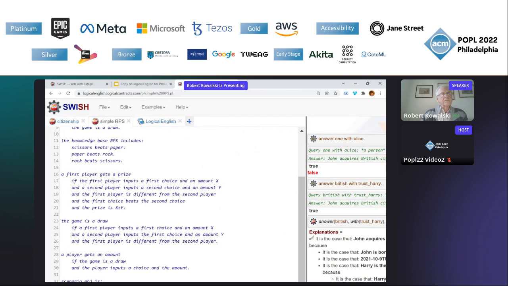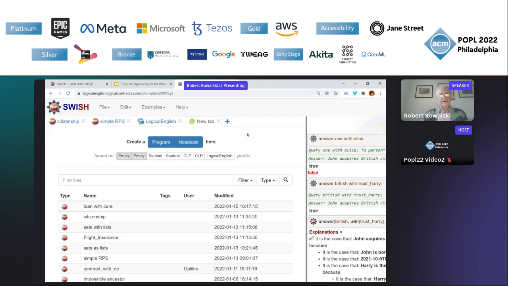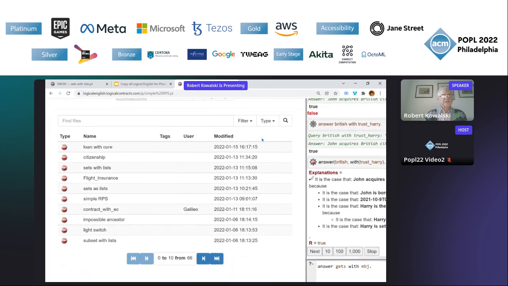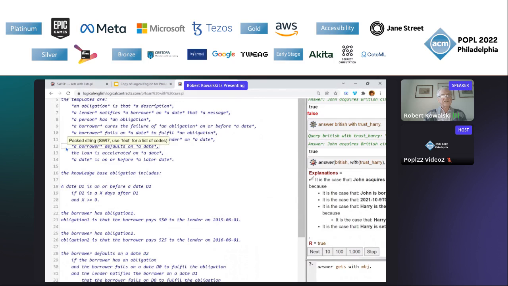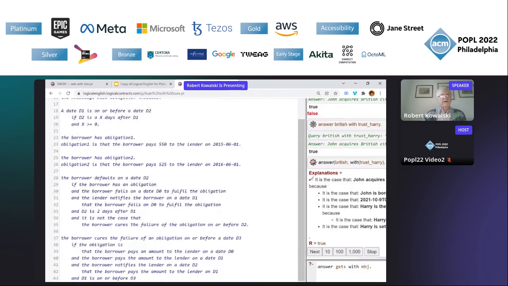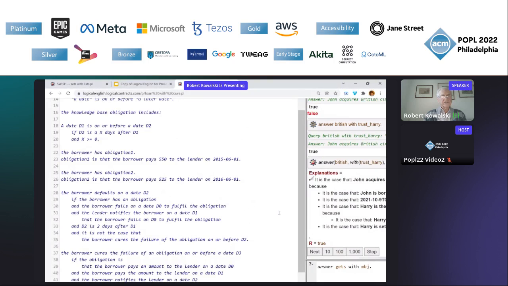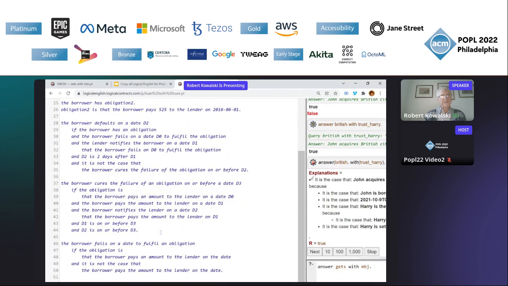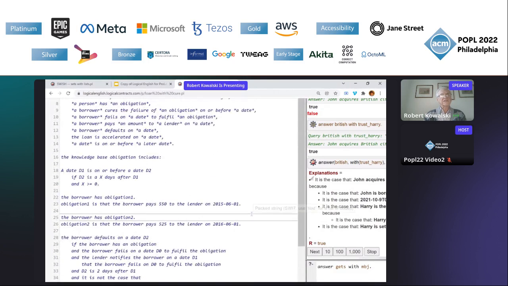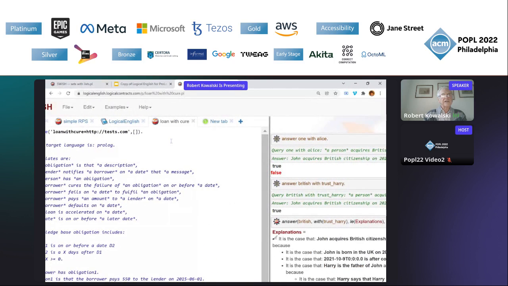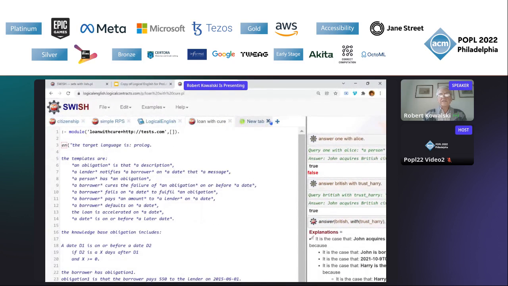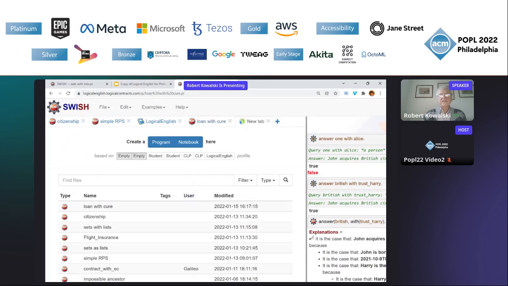There are other much more interesting examples, and one way to find out what they look like is to click on this plus. And clicking on the plus, you'll see perhaps the most interesting example of all, which is a very complex example involving complex temporal relationships, and also obligations and defaulting on obligations and curing a default of an obligation at different times. It's a lovely little example. And as I say, the way to find them is by clicking on this little plus.